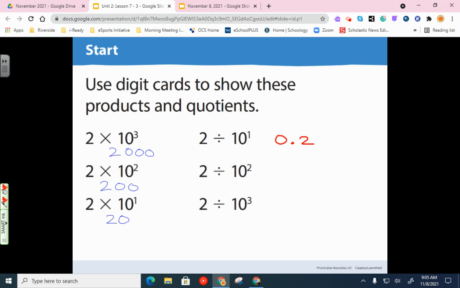2 divided by 10 to the second means we're going to decrease the value by 2 place values. That's 0.02. And 2 divided by 10 to the third means we're going to decrease the value by 3. So that's 0.002. And that's basically how you run that. So again, if you're dividing, you're decreasing the value of your factor. If you're multiplying, you're increasing it. So just need to keep those ideas in mind.